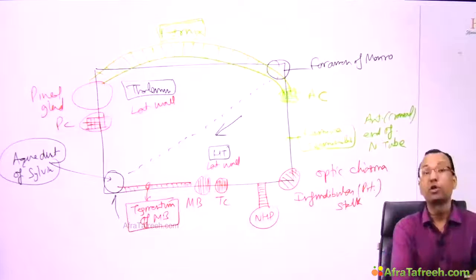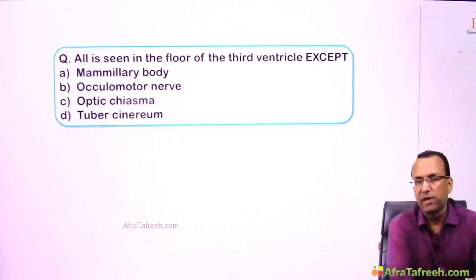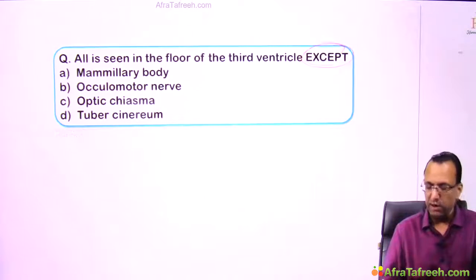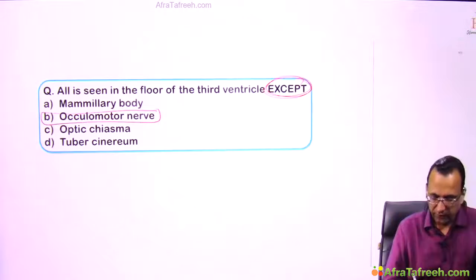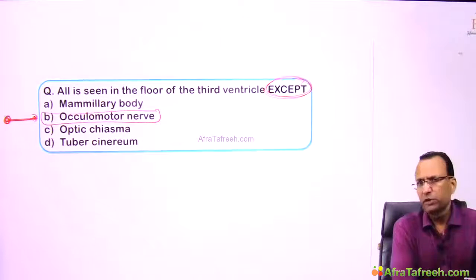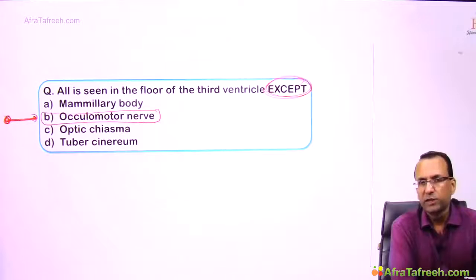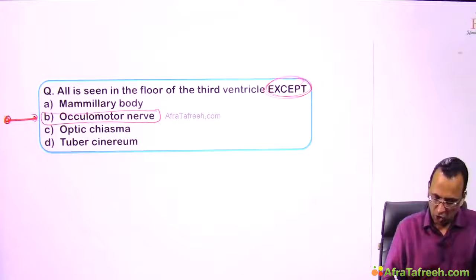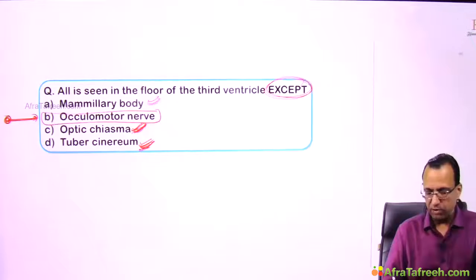And then we got a question upon that. This question is asking, all is seen on the floor of the third ventricle except, and you already know the answer. Your answer is the oculomotor nerve. Why? Because it is not at the floor. Then can you tell me the other structures at the floor of the third ventricle, anterior to posterior? Most anterior is the optic chiasma. What is behind that? The tuber cinereum. What is behind that? The mammillary body.